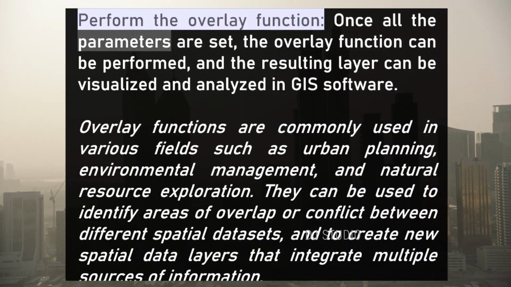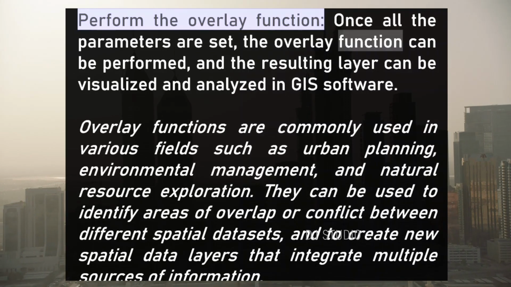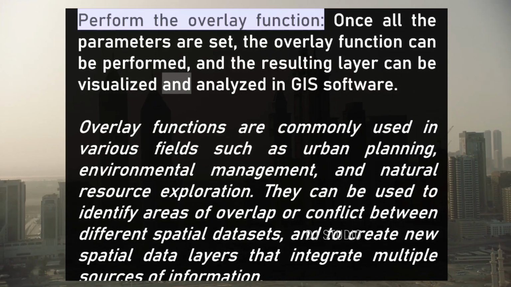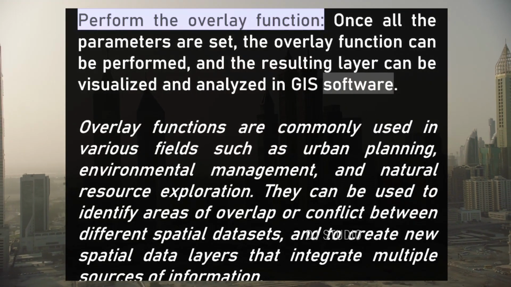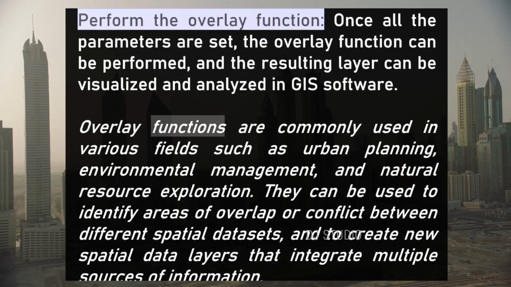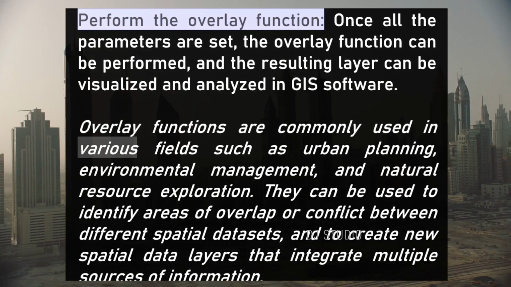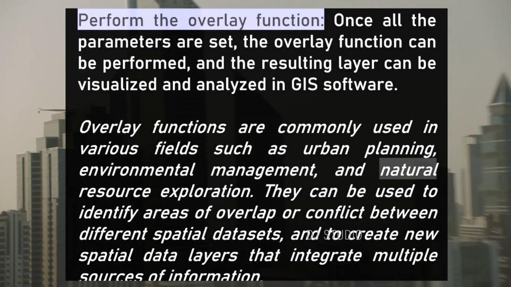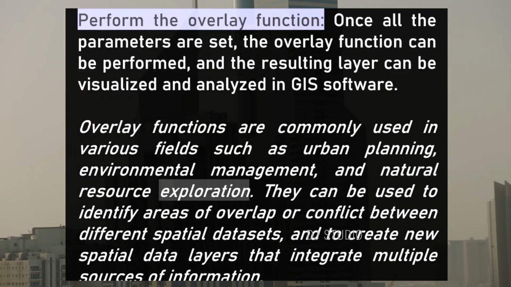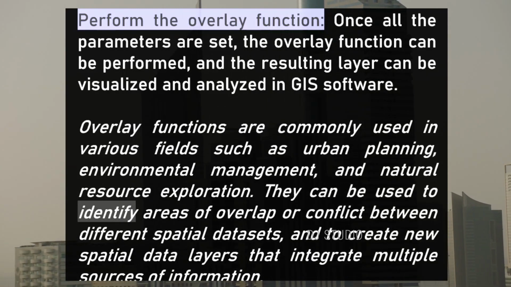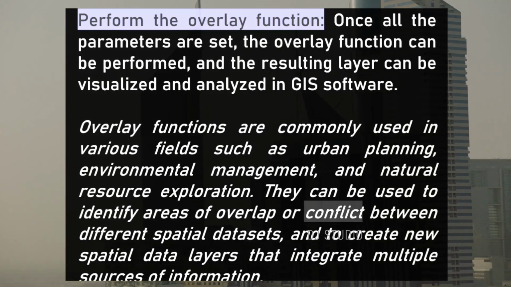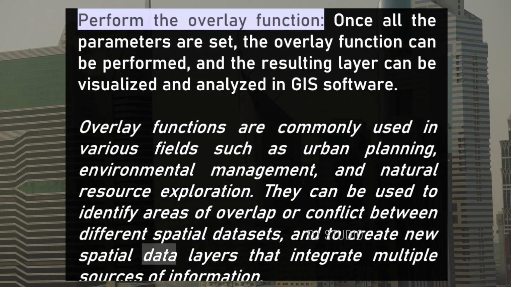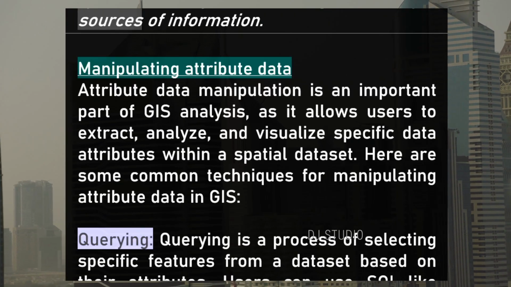Once all the parameters are set, the overlay function can be performed, and the resulting layer can be visualized and analyzed in GIS software. Overlay functions are commonly used in various fields such as urban planning, environmental management, and natural resource exploration. They can be used to identify areas of overlap or conflict between different spatial datasets, and to create new spatial data layers that integrate multiple sources of information.